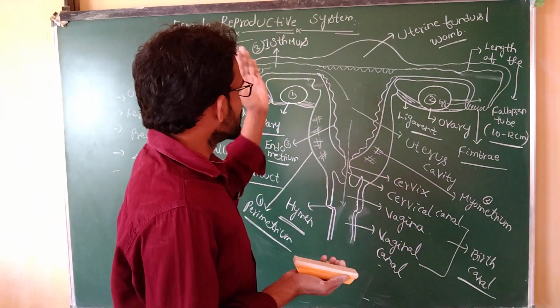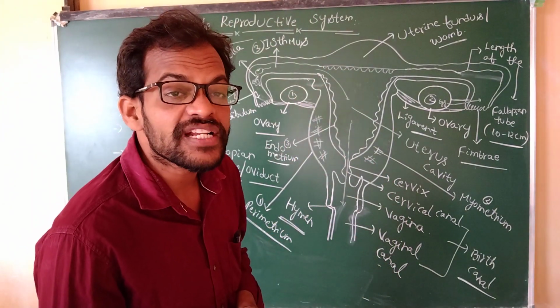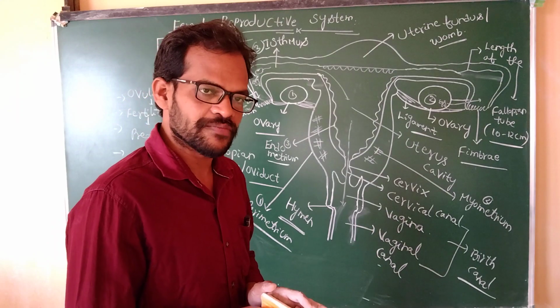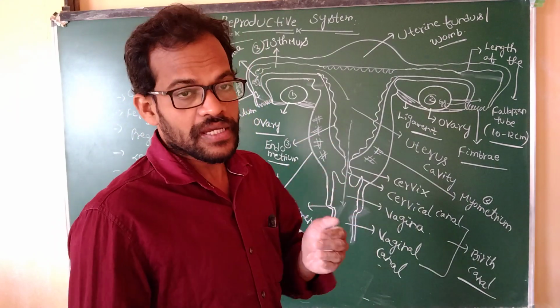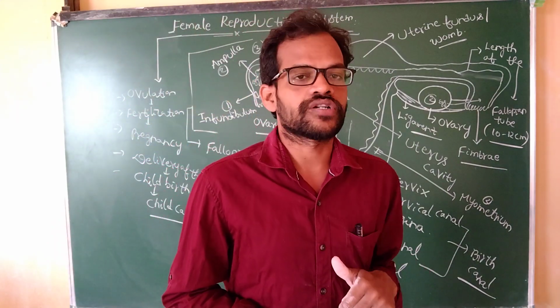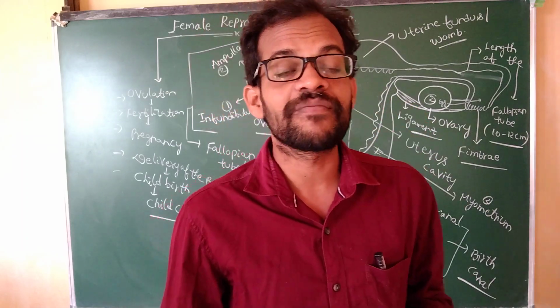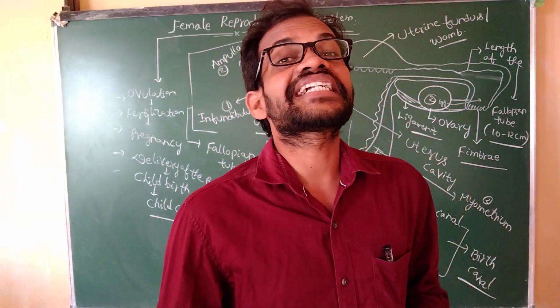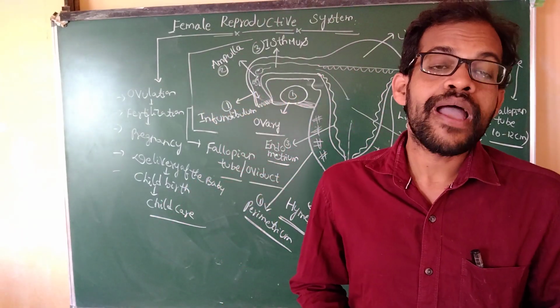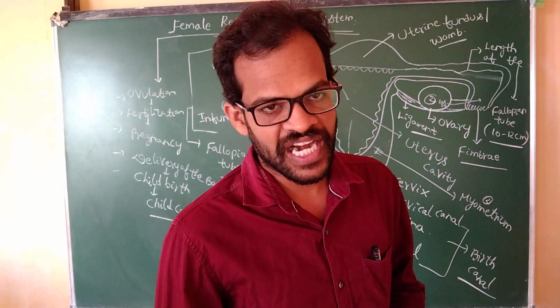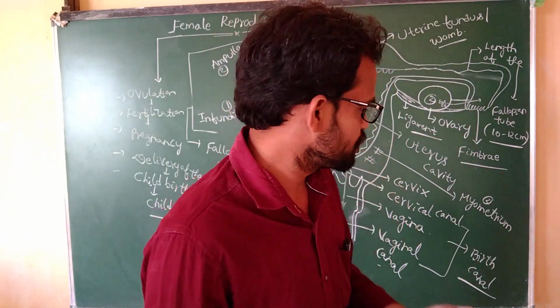This is the female reproductive system. In a detailed manner, we come to the next part of the female reproductive system: the external genital organs and mammary glands.